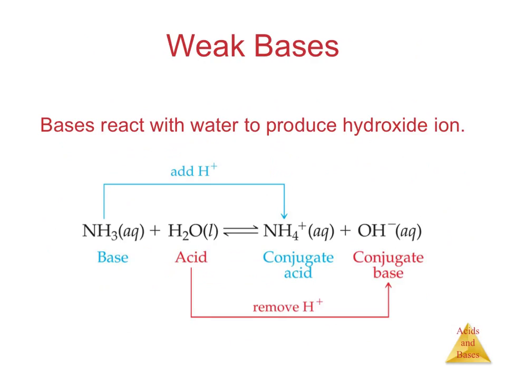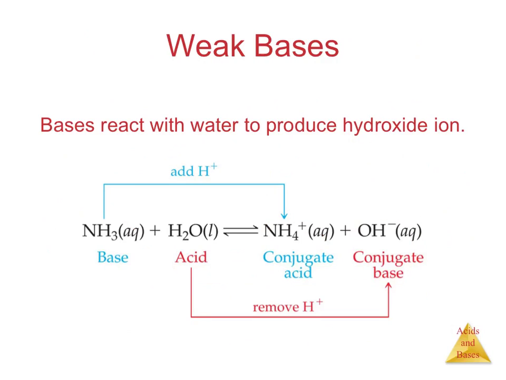Weak bases are everything else. All right, so ammonia is an example of something that behaves as a weak base when it reacts with water. Now, water in this reaction is behaving as the acid. I get the conjugate acid, which is the ammonium ion, and I get the conjugate base hydroxide.